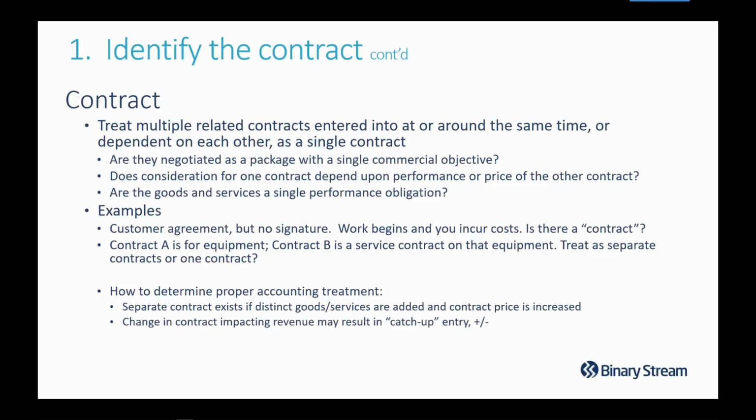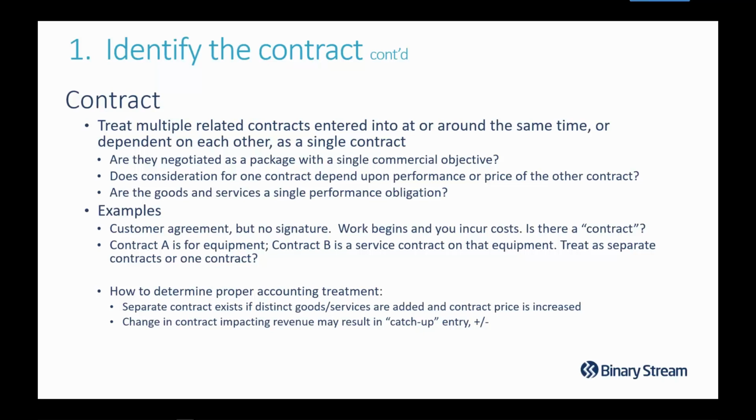Notice the example. You got a customer agreement, no signature, work begins, you incur costs. Is there a contract? Contract A was for the equipment. Contract B was for service on that equipment. Do you treat them as separate contracts or one contract? They're essentially the same end result. Now, how do you identify the proper accounting treatment? You notice the comments. If distinct goods and services are added, the contract price is increased. Now you've got a separate contract.